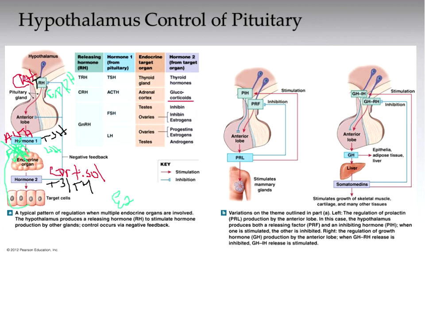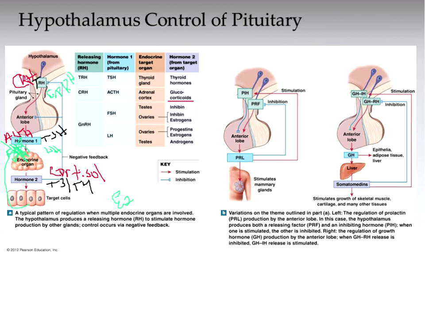LH is going to then be able to increase higher levels than what we see for FSH, and that's part of that LH surge. Another part of the LH surge is that estrogen in very high levels, instead of doing negative feedback, actually does positive feedback on LH. So that then also helps facilitate an LH surge at ovulation.